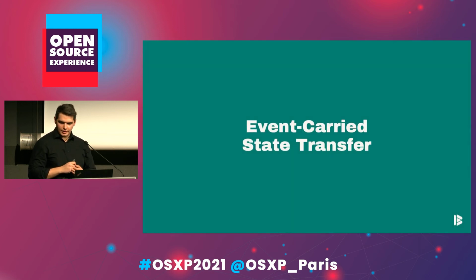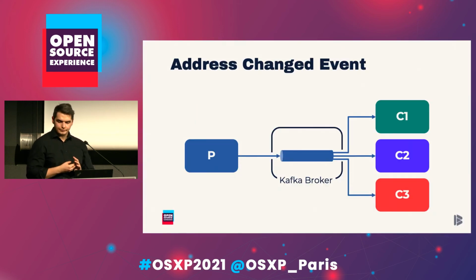Cool. The next type of events are event-carried state transfer. So with event notification, it's all about that action. With event-carried state transfer, it's all about a change in the state. So I took the address change event, right? A user that is connected to an e-commerce platform has an address persisted in there and just changes it.